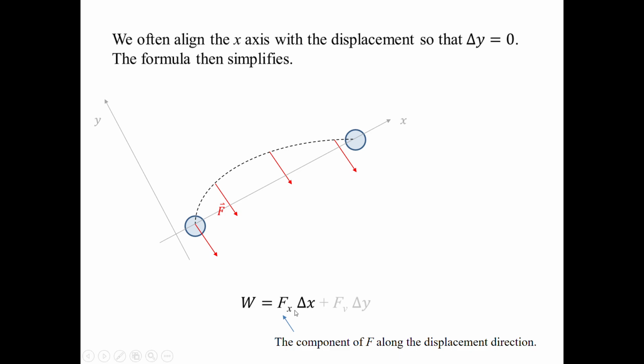Okay, so in this way of thinking about it, if you know the displacement of the object, the Fx represents the force component along the direction of displacement, and the delta x represents the displacement magnitude of the point at which the force is applied, which is, in this case, just the motion of the whole object.